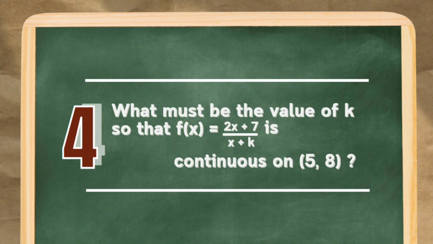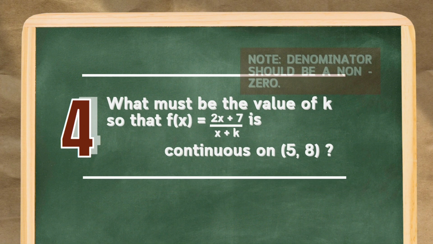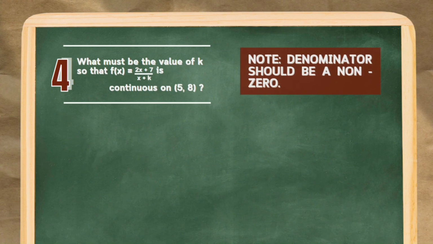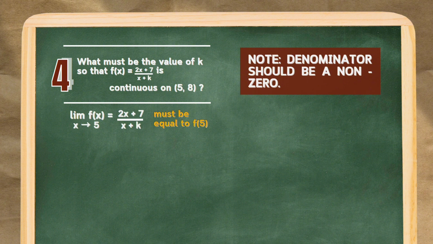What must be the value of k so that f of x is equal to 2x plus 7 over x plus k is continuous on 5, 8? For a function to be continuous at a point, the function must be defined at that point, and the limit of the function as it approaches that point must exist and be equal to the value of the function at that point. First, we need to know the value of the limit of f of x is equal to 2x plus 7 over x plus k as x approaches 5.